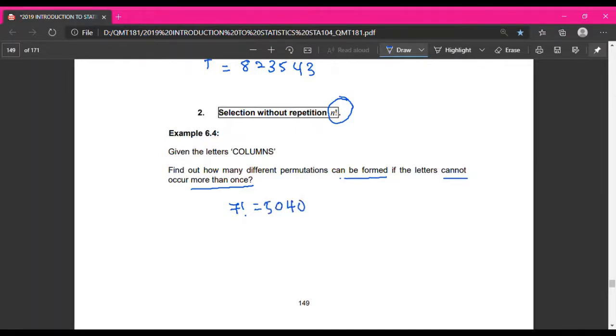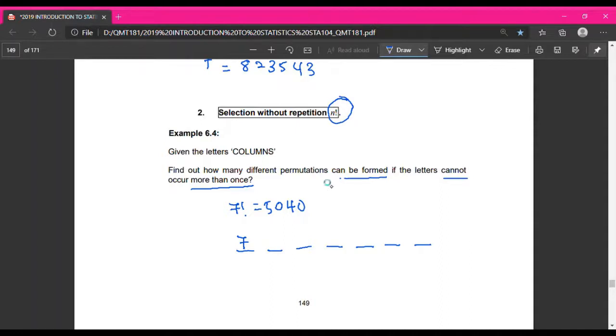Okay, kalau lupa formula ni, kita ada 7 letters yang kita nak susun. So, tempat yang pertama kat sini, how many letters can we use? We can use all together 7, kan? Okay. So dia kata kat sini, the letter cannot occur more than once.